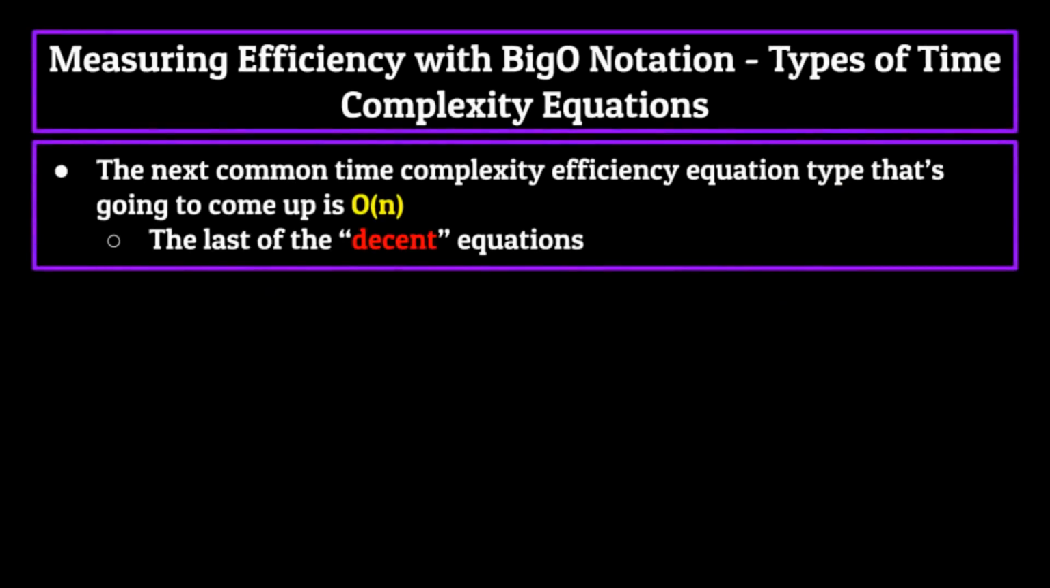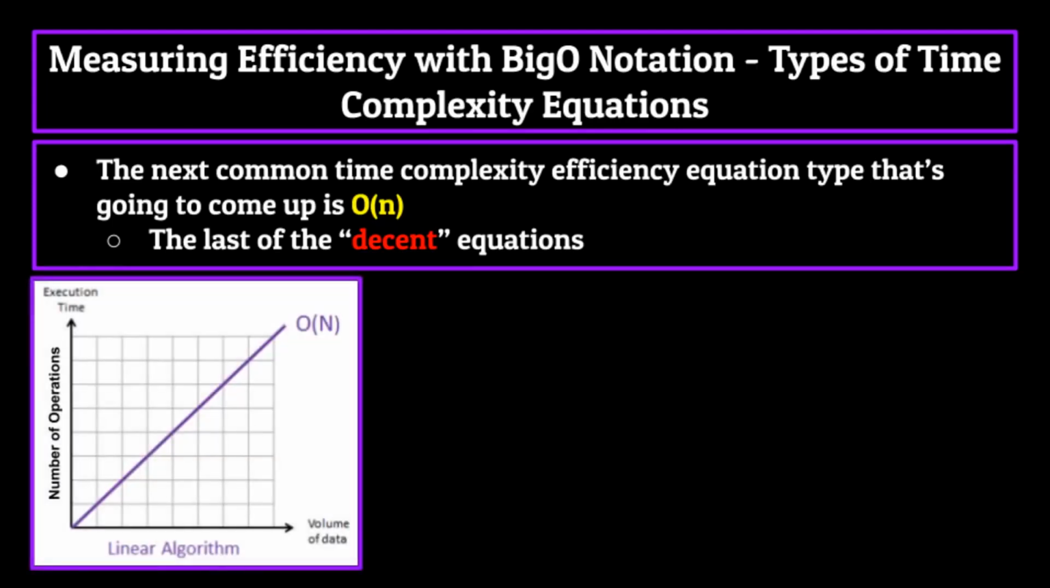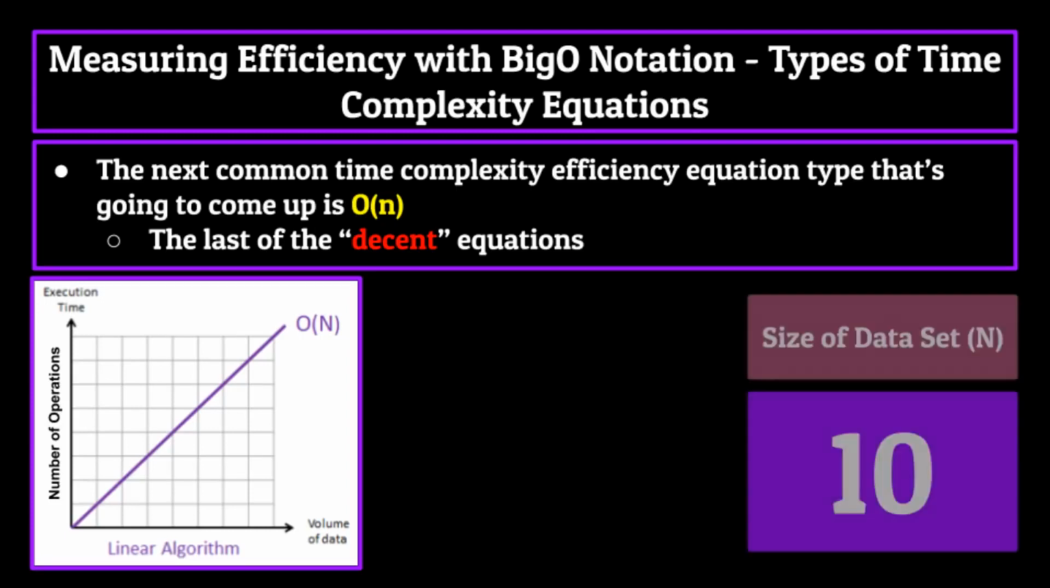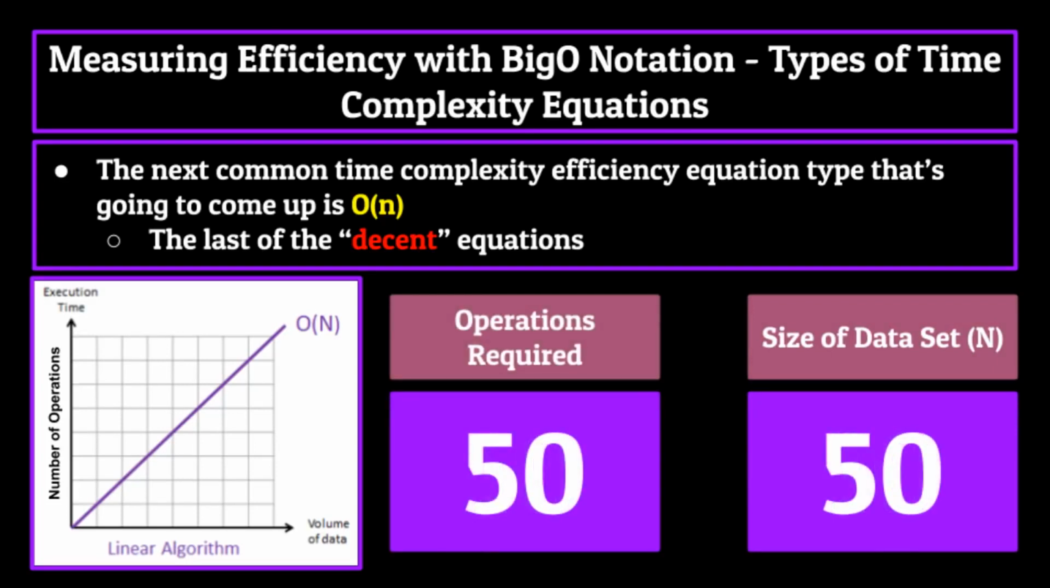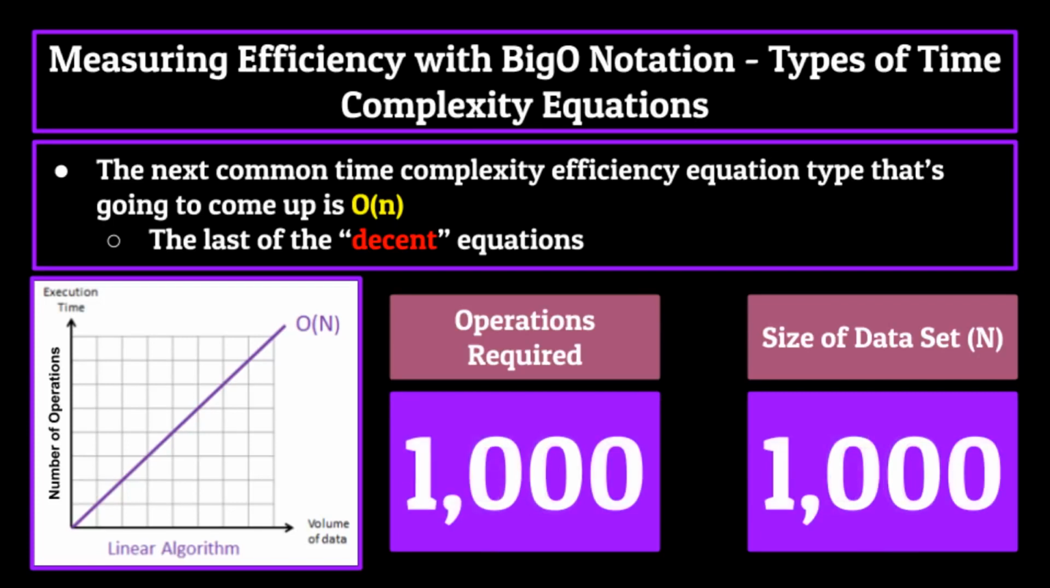O of n is the next common time complexity equation that's going to come up frequently during this lecture. The graph of volume of data versus instructions needed for this function is linear, meaning that for every element you add to the dataset, the amount of instructions needed to complete that function will increase by the same amount. So to perform a function with a time complexity of O of n on a dataset with 10 elements, it will take 10 instructions. 50 elements will take 50 instructions, 1,000 elements, 1,000 instructions, and so on.